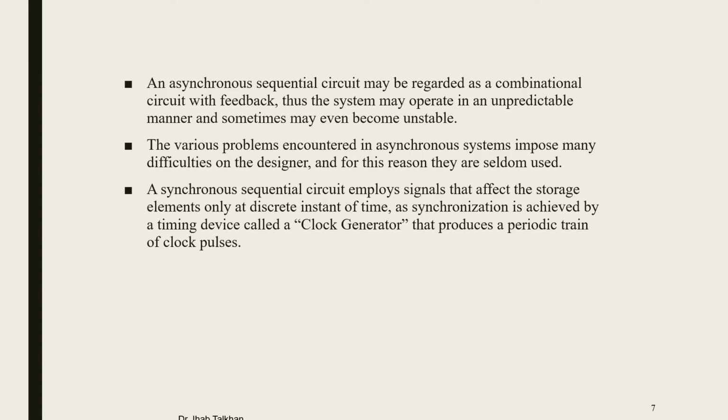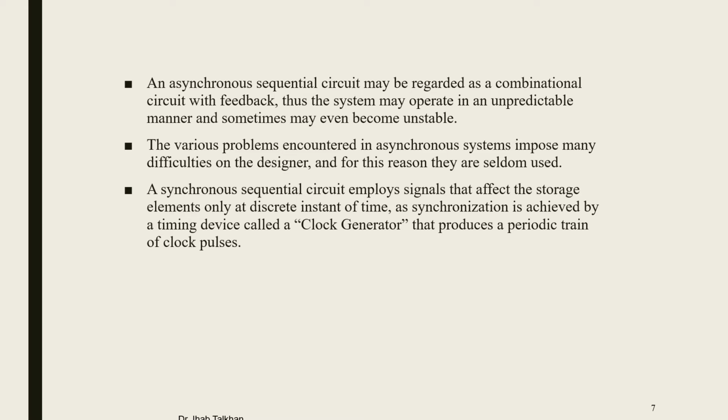So you can say here, an asynchronous sequential circuit may be regarded as a combinational circuit with feedback. The system may operate in an unpredictable manner and sometimes may even become unstable. And this is what is meant by asynchronous, because it's waiting for something, and if this is not available, it will give you instability in your system. The various problems encountered in asynchronous systems impose many difficulties on the designer, and for this reason they are seldom used. You don't use asynchronous too much because of that.